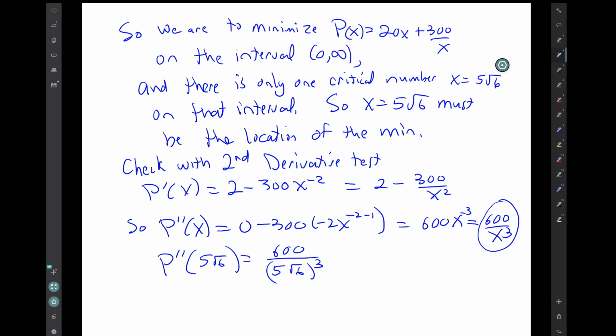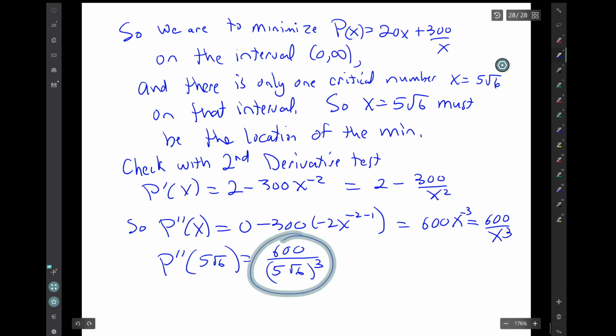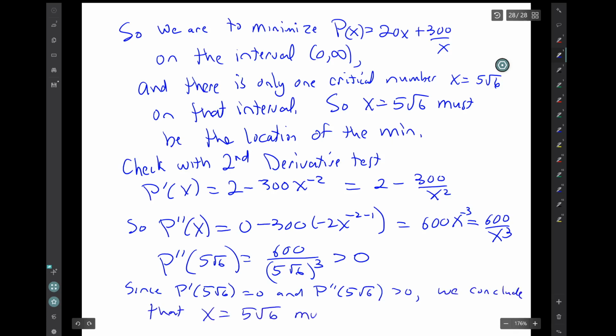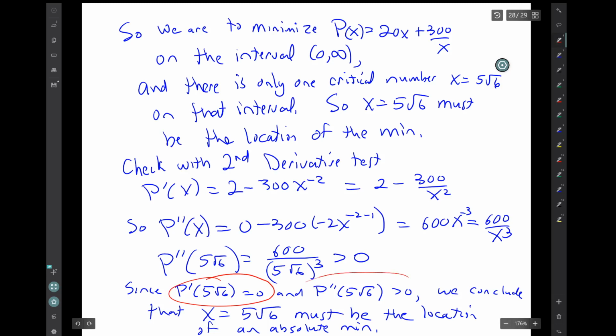So we're trying to find the value of P double prime at that critical number, and we end up with this very ugly expression. But we don't really care about the value. We just want to know whether that's a positive or a negative number, and notice that that's positive. So let's write the conclusion. Since P prime at 5 square root of 6 is 0, and since P double prime is greater than 0, we conclude that that x value must be the location of an absolute min.